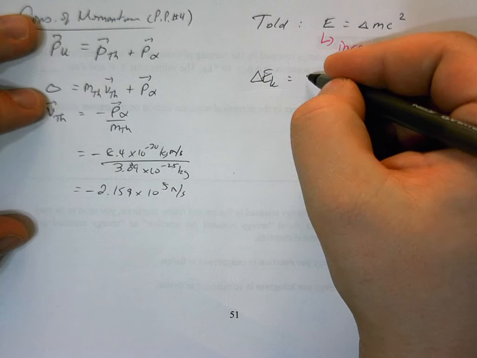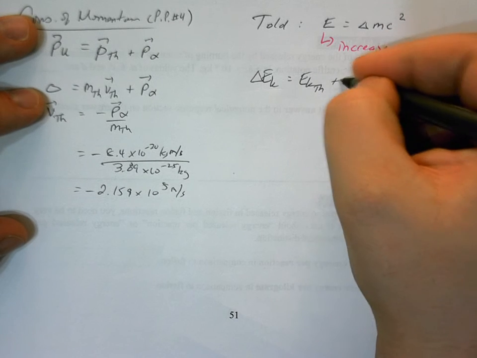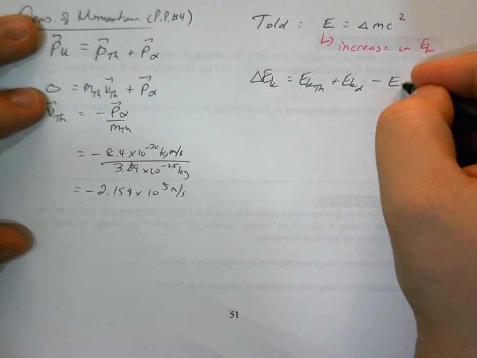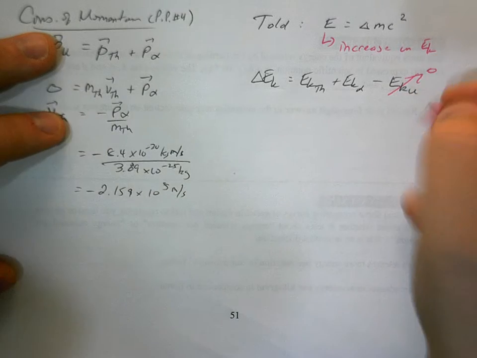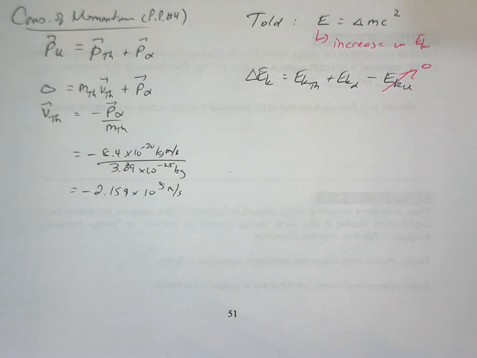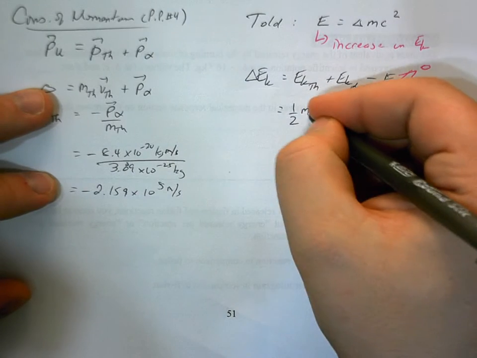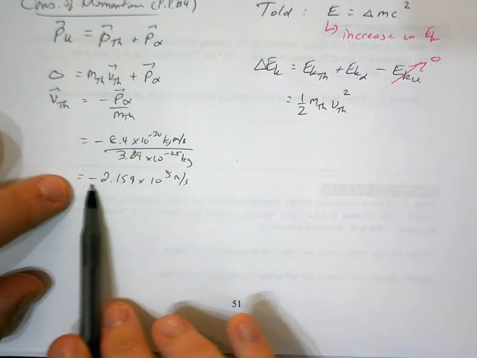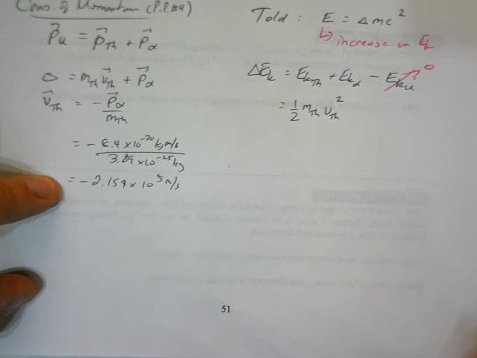So after this decay has happened, we're going to have the kinetic energy of the thorium and the kinetic energy of the alpha particle. And then initially we're going to have the kinetic energy of the uranium, which we don't need because it's at rest. Now, the kinetic energy of the thorium is going to be half the mass of the thorium times the speed of the thorium squared. So we don't actually need that negative. That negative is just telling us it's traveling opposite to our alpha particle.